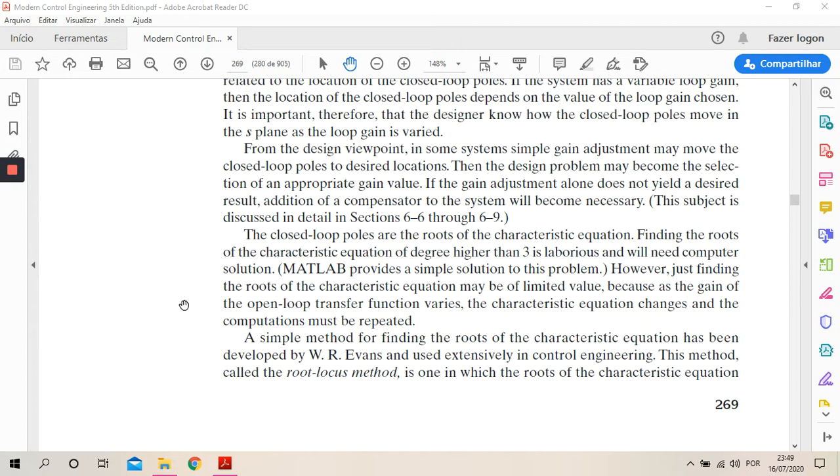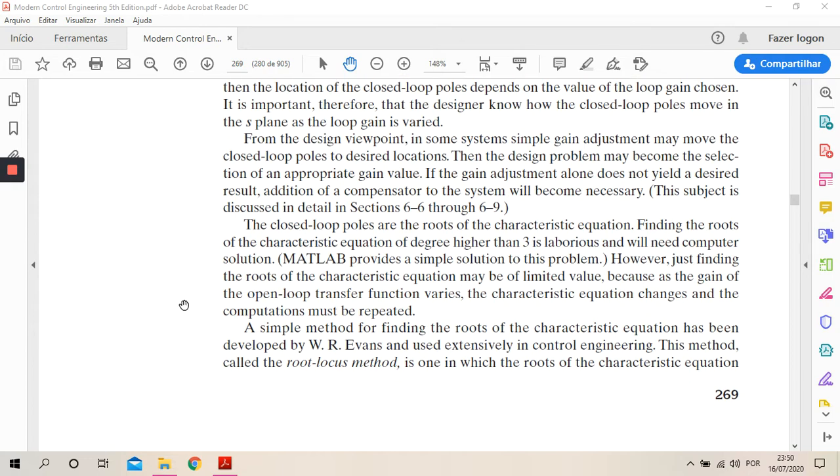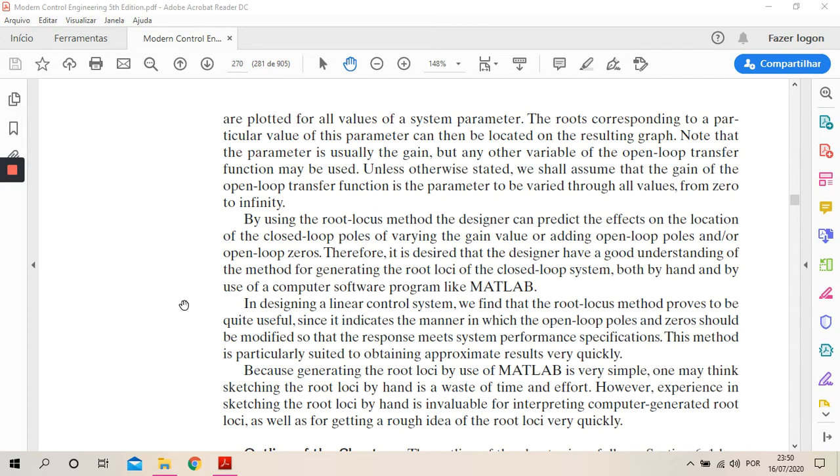A simple method for finding the roots of the characteristic equation has been developed by W.E. Evans and used extensively in control engineering. This method, called the Routh Locus method, is one in which the roots of the characteristic equation are plotted for all values of a system parameter. The roots corresponding to a particular value of this parameter can then be located on the resulting graph.